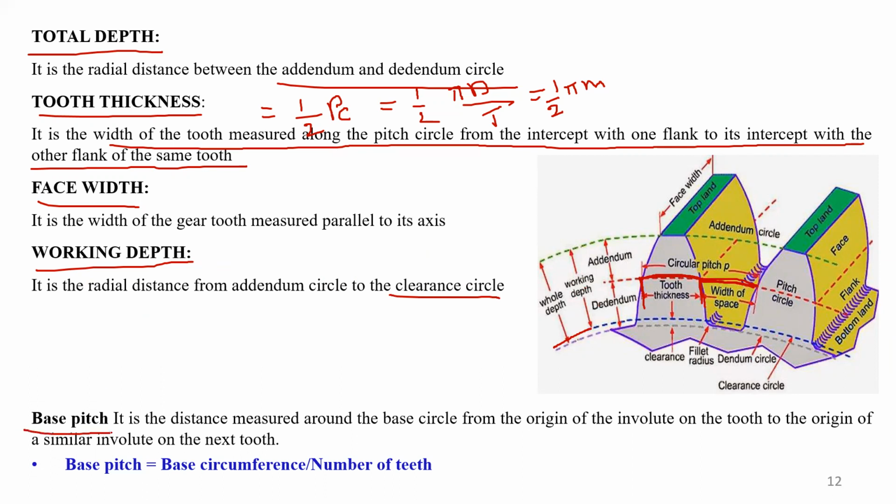And what is base pitch? It is similar to the circular pitch, but it is measured at the base circle. It is the distance measured around the base circle from the origin of the involute on the tooth to the origin of the similar involute of the next tooth. So it is the base circumference divided by the number of teeth.